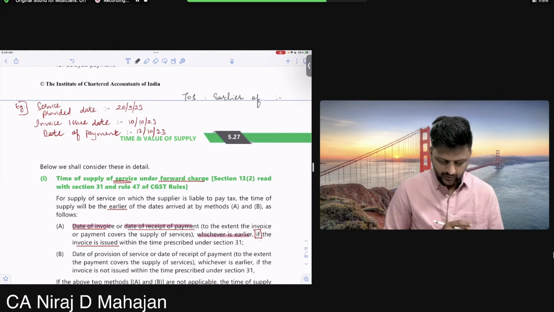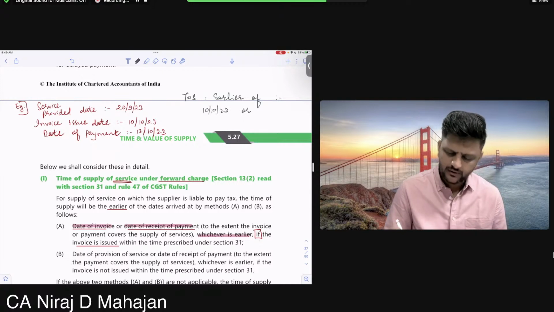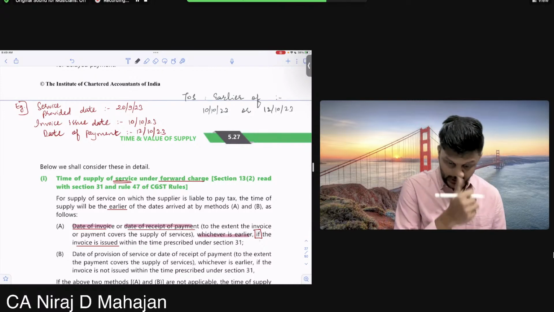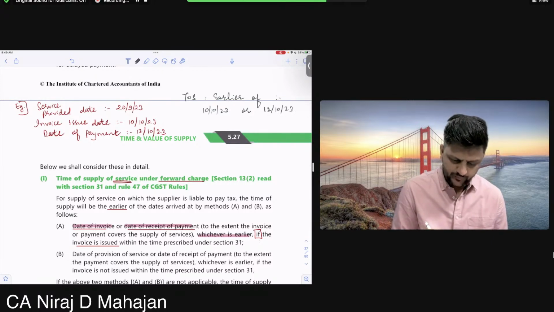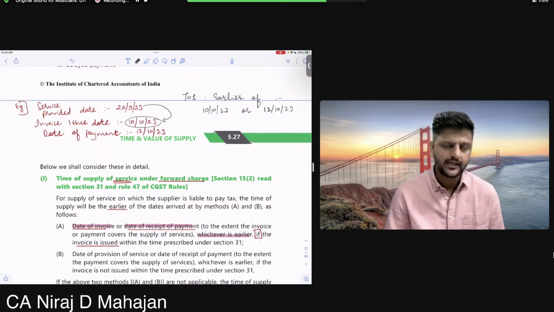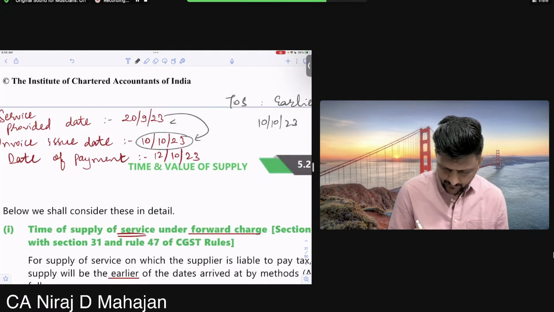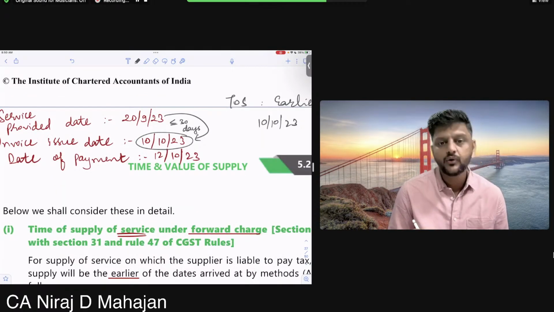Now check. Date of invoice or payment, yes or no? 12/10/23. But why, children? Because the invoice was issued as per section 31, that is within 30 days. Yes or no? Remember or no, everybody? Okay, everybody.